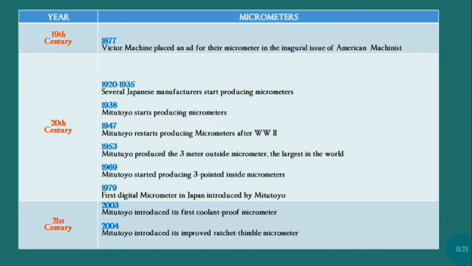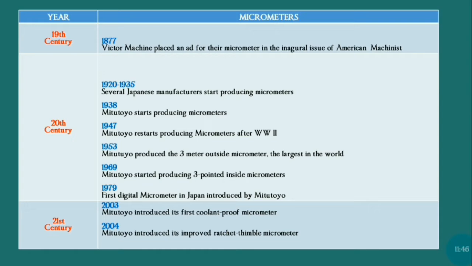Specifically, in 1938, Mitutoyo started producing micrometers. To promote the first lot of micrometers, a special promotional towel was prepared with a slogan: "Good, inexpensive, and long-lasting. The world's best micrometer."